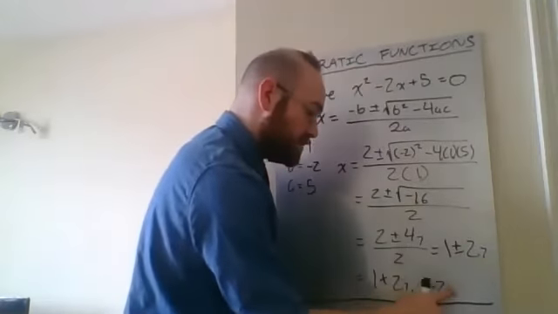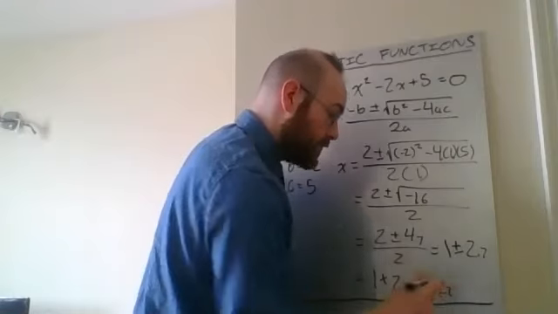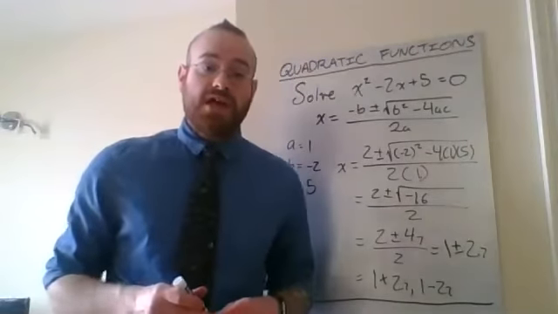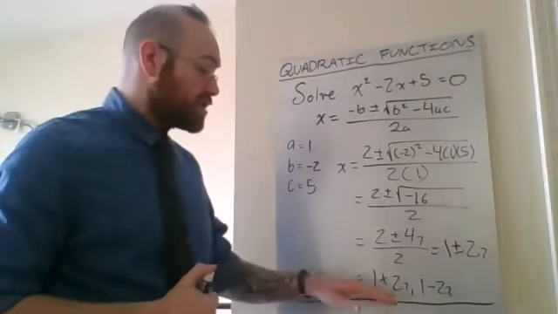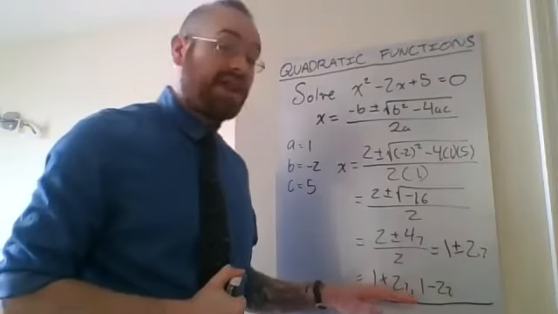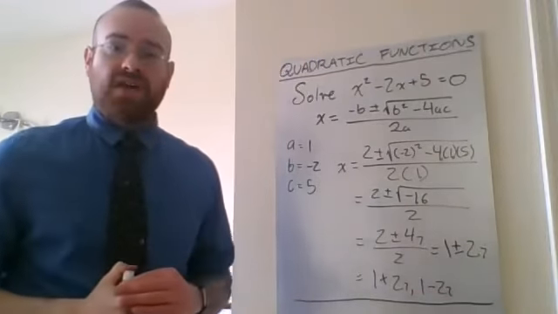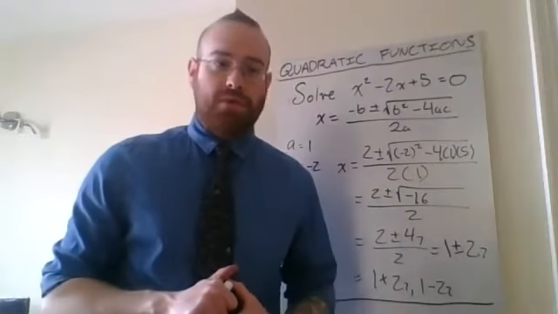So that should be an i, not an x. So these are our 2 solutions. And as we saw in our last video, these 2 complex numbers are conjugates. We have 1 plus 2i and 1 minus 2i. So it satisfies that conjugate pair theorem that we mentioned.